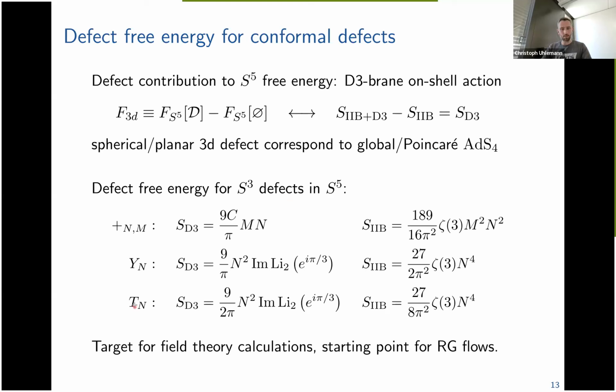We have the plus, Y, and T theories. The left column is the defect free energy, the D3 on-shell action. And on the right column, for reference, I'm giving the free energy of the 5D ambient CFT. So what we see here are some patterns in common. The defect contribution is quadratic in the brane charges, M and N in the plus theory, N squared in the other two, and generally involves dilogarithms. For the plus theory, this constant C shows up, which is Catalan's constant, also related to dilogarithms.